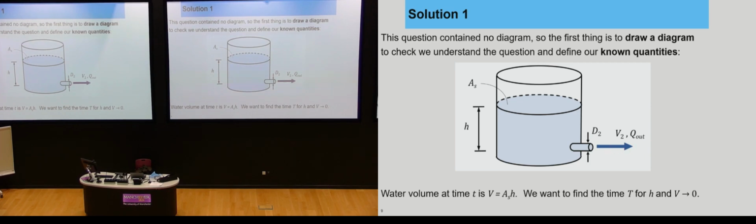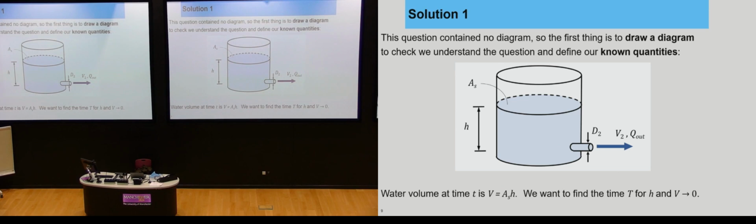And we're being asked to find the time taken to empty that tank. So we have to think of time. We want to find the time for the depth and the velocity to go to 0. So what's the volume of the tank at any particular time? Well, it's the depth of water times the area. So the question really is how does that change with time, and then how do we use that change to work out the time to empty the tank?